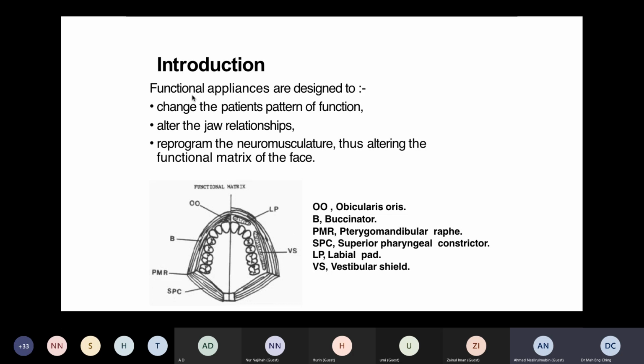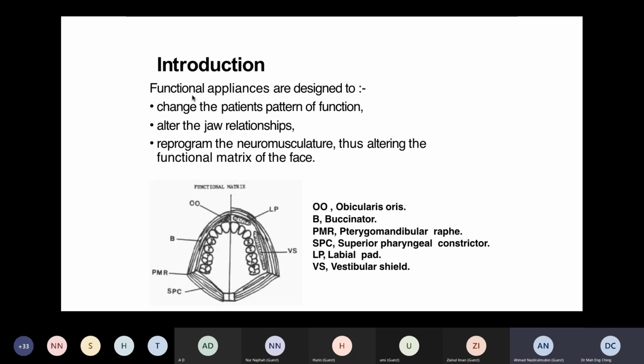So usually this is for jaw discrepancy. The main function is to try to alter the jaw relationship. Class 2, make it less class 2, class 3, make it less class 3. So we program the neuromusculature, which is the muscle, thus altering the functional matrix of the face. I'm not sure you remember, during the growth lecture we talked about this functional matrix, and in the functional matrix we have the periosteal matrix and the capsular matrix.